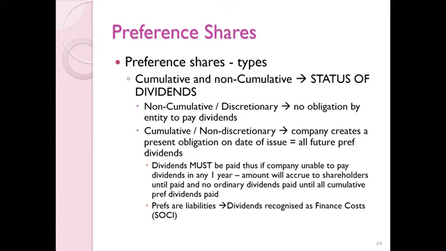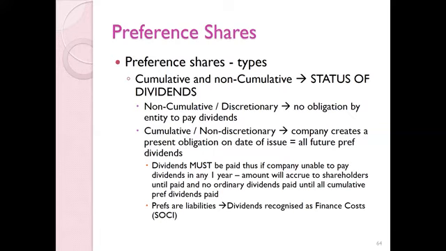So non-cumulative or discretionary types of dividends mean there's no obligation for the entity to pay those dividends, whereas the cumulative, non-discretionary type means that there's going to be a present obligation on the date of issue of those shares. So immediately when we issue those shares, we know that for the foreseeable future, we're going to have to pay out dividends whether we are able to or not.